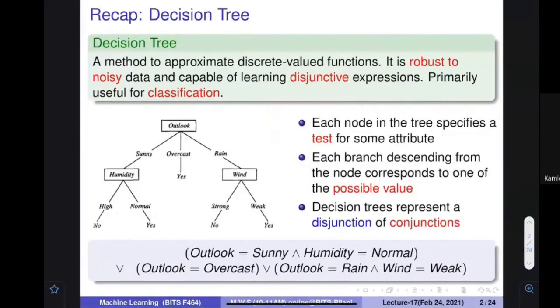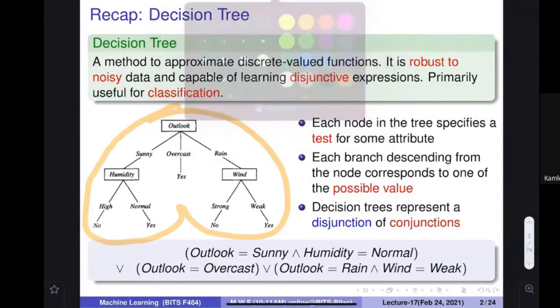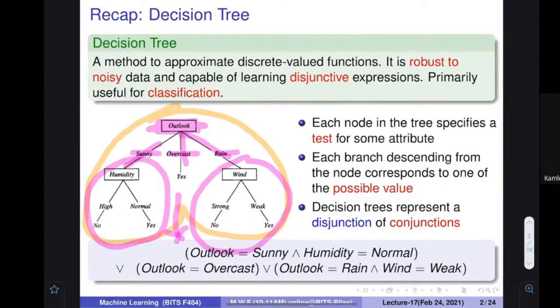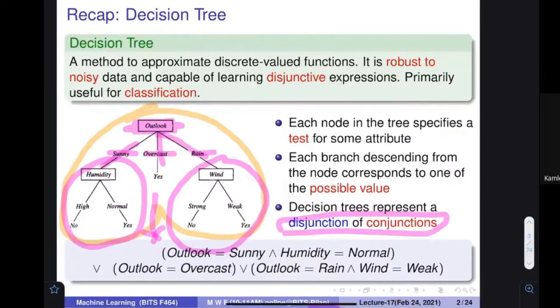In the last class, we saw that it is nothing more than a tree-like structure, and at every node you are going to test something. This particular node tests the value of outlook in our database, and the branches represent the available values. Outlook could be sunny, overcast, or rain, and based on that you divide the database into parts and further find out how to go ahead. We also saw how mathematically it represents a disjunction of conjunctions, and we saw an algorithm called the ID3 algorithm to find a decision tree.